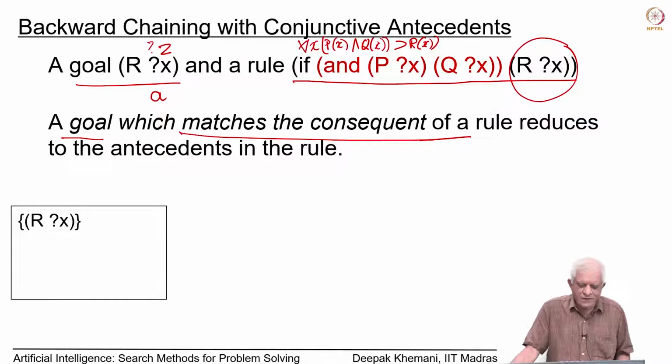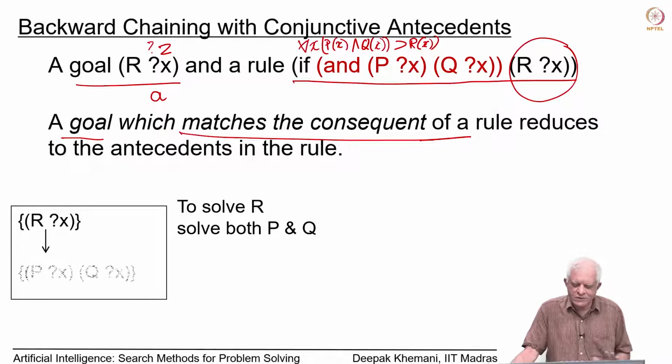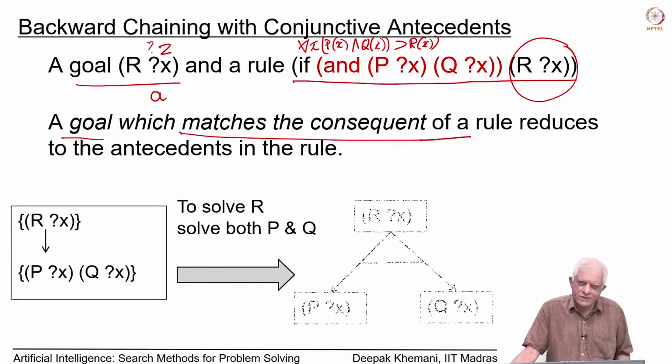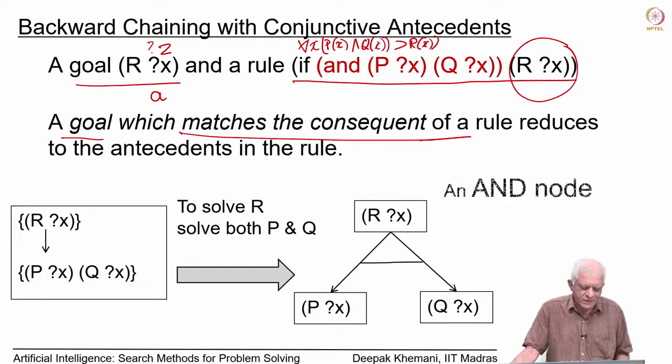You want to show that R of x is true. To solve R, solve P and Q. Why? Because we are doing backward chaining over the rule essentially. So, we replace the goal R of x with two goals P of x and Q of x. So, you have to solve for P of x and you have to solve for Q of x. And now, this is our old friend, the AND node, which we talked about when we were talking about goal trees and AND trees. So, essentially this rule can be represented as an AND node in some graph representation.